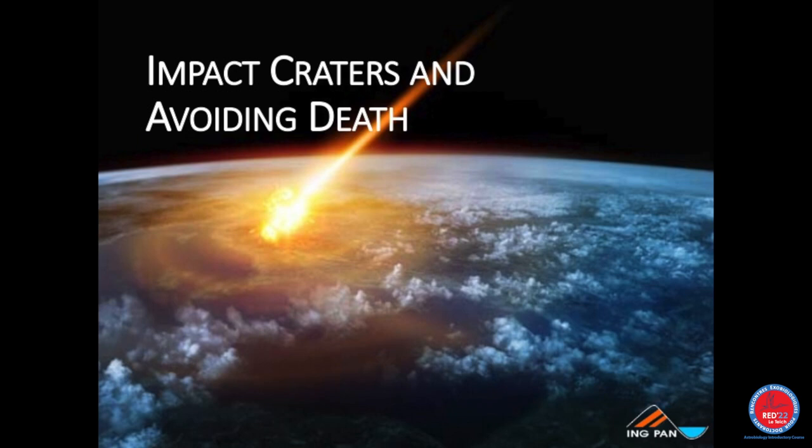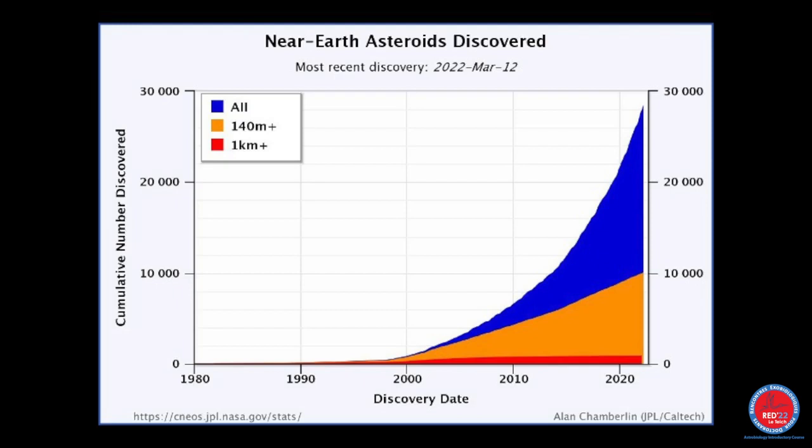So very quickly, in case you would like to avoid dying, there are ways for that. First of all, we need to know what is potentially there in order to do something about it. You can see here the movie showing the number of potentially dangerous asteroids, but the point is that until very recently, we didn't know about most of the asteroids that are potentially dangerous to us. But right now the number is growing. As of a couple of days ago, we know slightly less than 30,000 asteroids. But there are good and bad news on this slide.